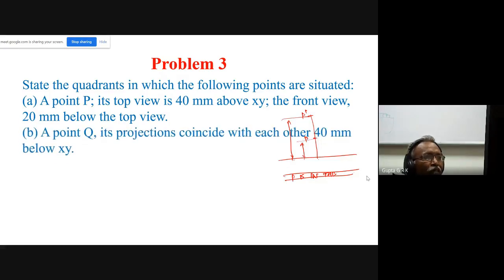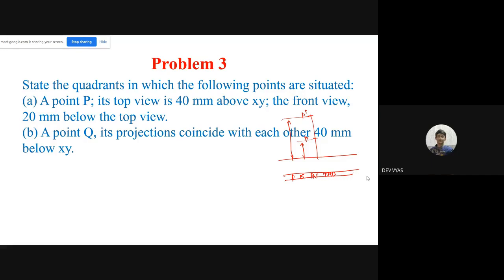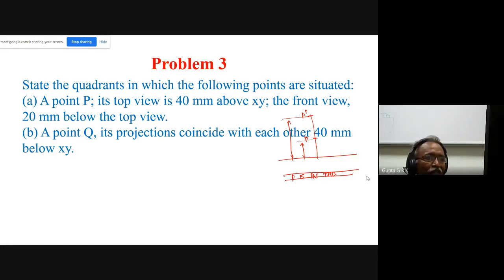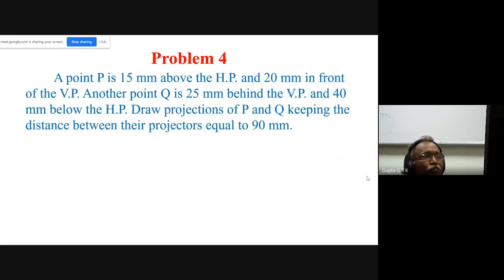And one more point. A point Q, its projections coincide with each other and are 40 mm below XY. Fourth quadrant, it is obvious because both Q and Q dash are below. So that also you show and write the answer. Okay. Now we will see the fourth problem.